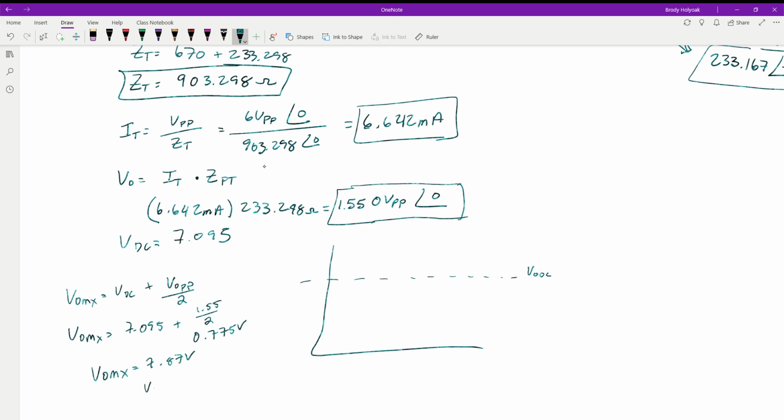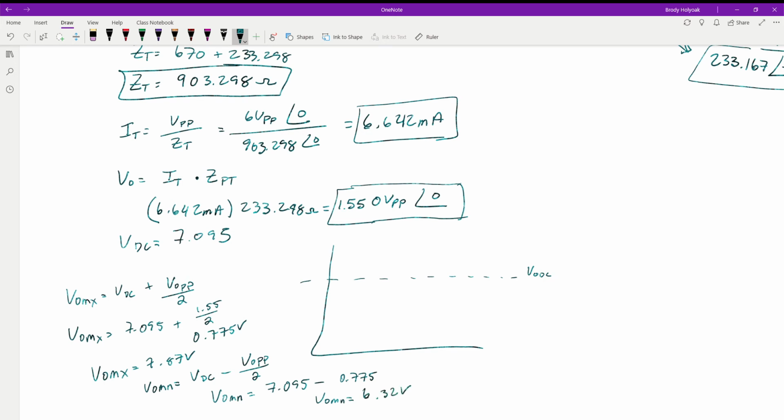And then our V out minimum is going to be the DC level that we're at minus our peak voltage. So we have to take the peak to peak and divide it by 2. So the V out minimum is equal to the 7.095 minus the 0.775 volts. So the minimum we get comes out to be 6.32 volts.